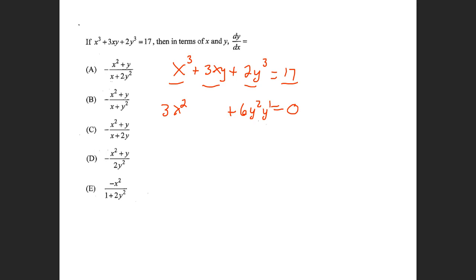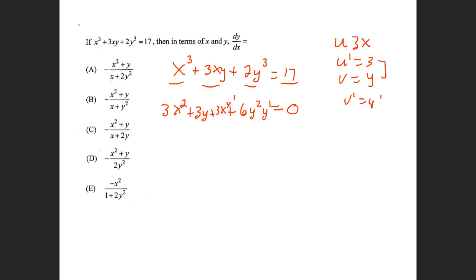3xy, yeah, that one I have to do a little bit of work on because that's going to be the product rule. So I've got 3x, so u is equal to 3x, u prime is equal to 3, v is equal to y, v prime is equal to y prime, okay, inside, so that's going to give me 3y plus 3x y prime. Got to write real small.